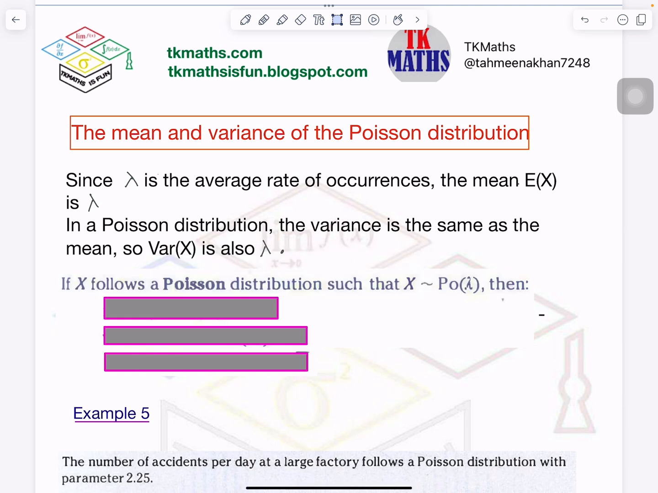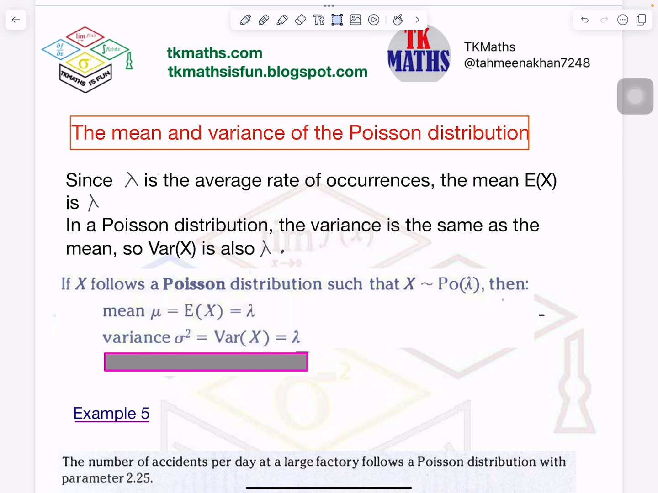So if you are writing it, you can write it down like this, or if it is given in the question like this, you should not get confused, right? Sometimes they ask for this standard deviation, so what you will do? Simply take the square root of it.